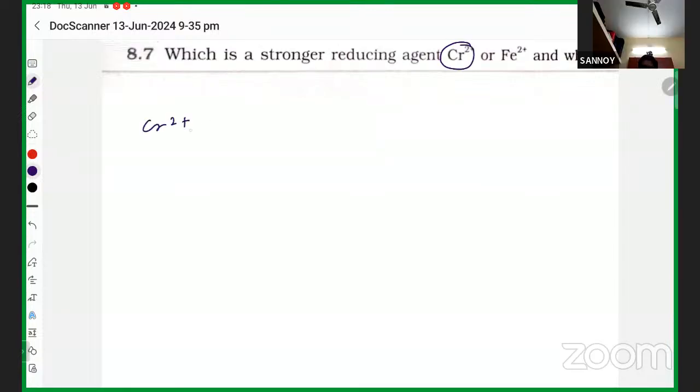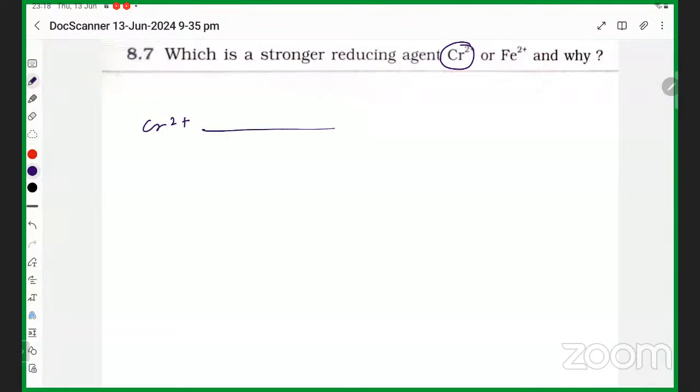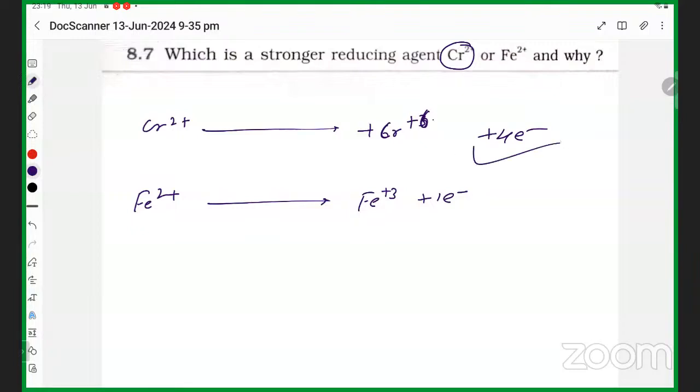Chromium's highest oxidation state can go to +6, Cr +6, meaning it is capable of removing 4 electrons. Now Fe2+ can go at most to Fe3+, so it can lose only 1 electron. So which one is able to release more electrons? Chromium can release more electrons, so its reducing power is high.